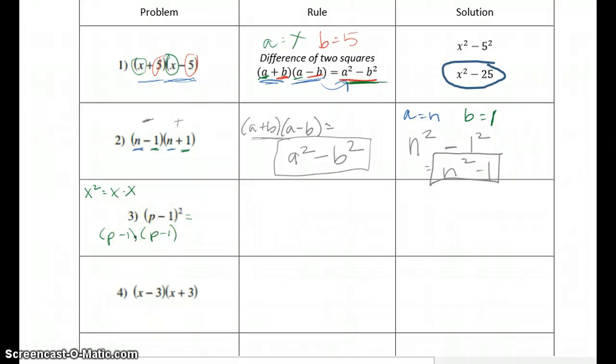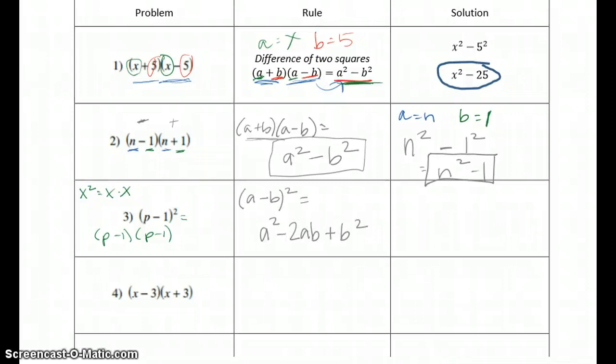But instead of distributing and going through all of that work here, we notice that this fits the pattern of one of our rules. We have a rule that says a minus b in parentheses squared. So we have two terms, we're subtracting them, they're in parentheses and it's squared, so this does match our rule here. So a minus b squared is going to look like a squared minus 2 times a times b plus b squared.